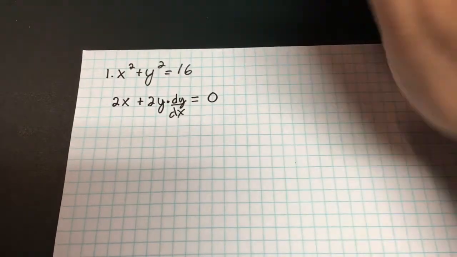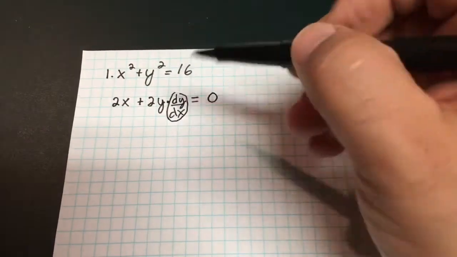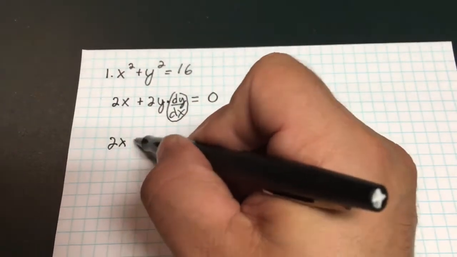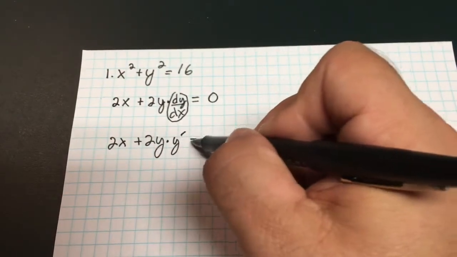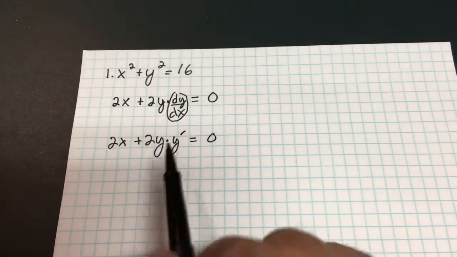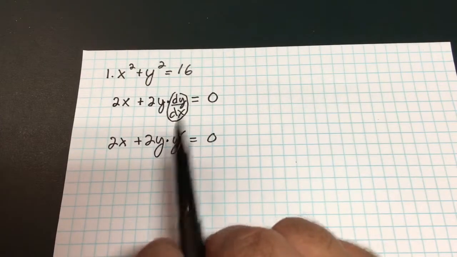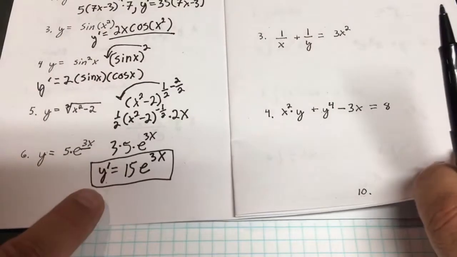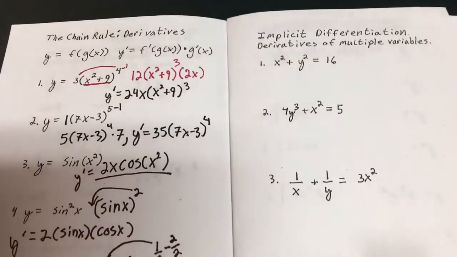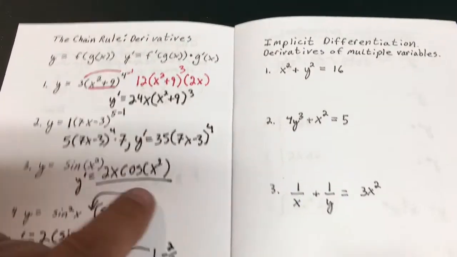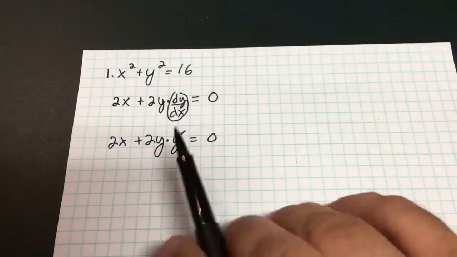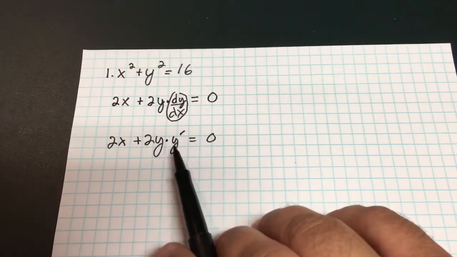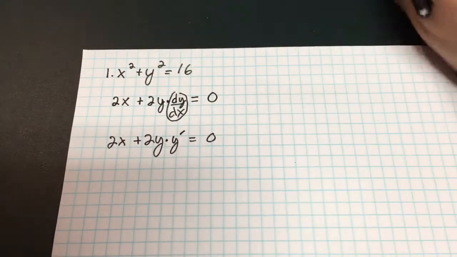So I don't like to write this dy dx when I'm doing implicit. I prefer to write it as y prime, as I have been. So 2y times y prime equals 0. Now, you must solve for y prime. Because in all the other problems, didn't we have it as y prime, or dy dx, equals something? So I need to set this equal to y prime. I need to find out what y prime equals.